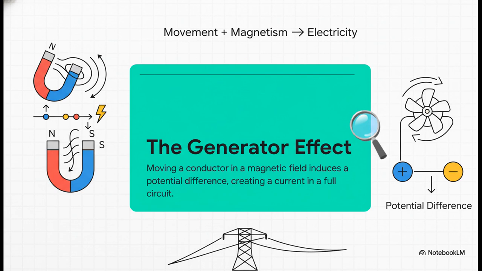Basically, if you move a wire through a magnetic field or move a magnet near a wire, you generate a potential difference. It's just beautiful physics symmetry, really. Using electricity and a magnet can create movement, that's the motor effect. And, as we see here, using movement and a magnet creates electricity.